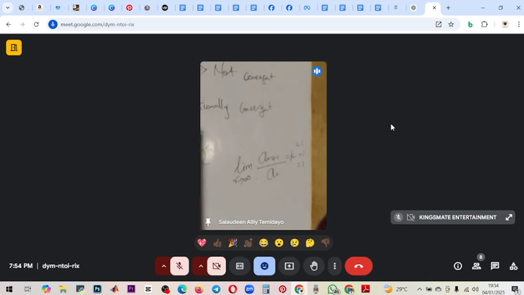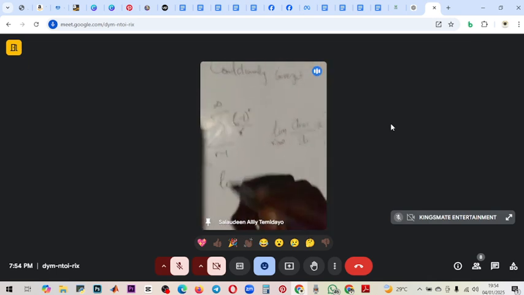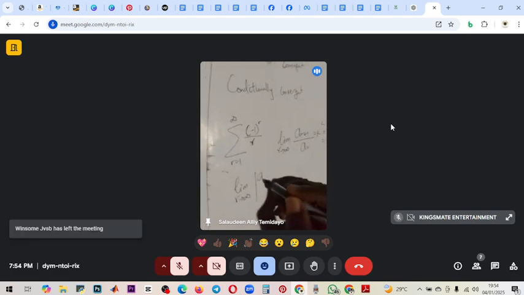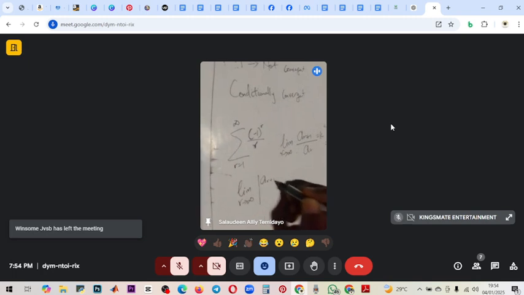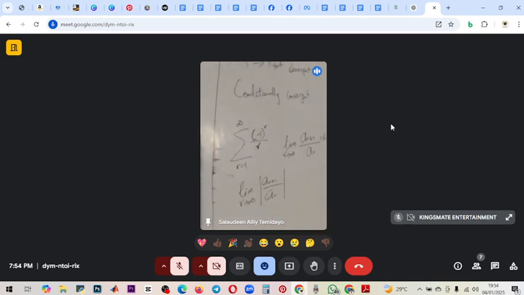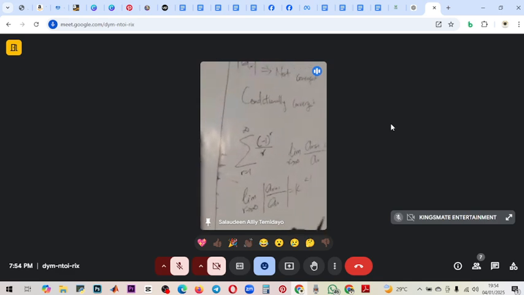Now, for absolute tests, I'm just going to do it like this. The limit as r tends to infinity of the modulus of a_(r+1) over a_r, the modulus of those values, is equal to k, and then we check if k is less than 1.